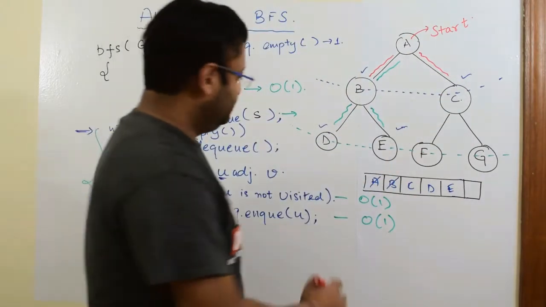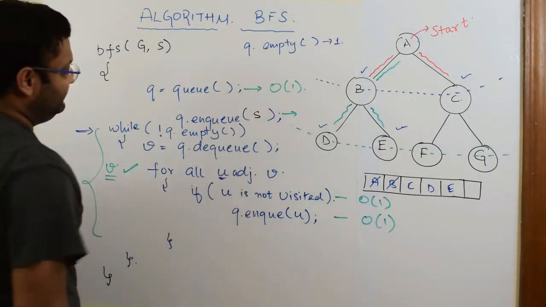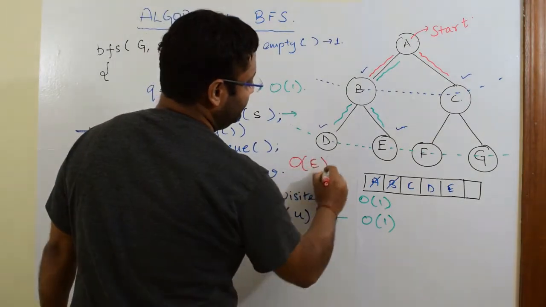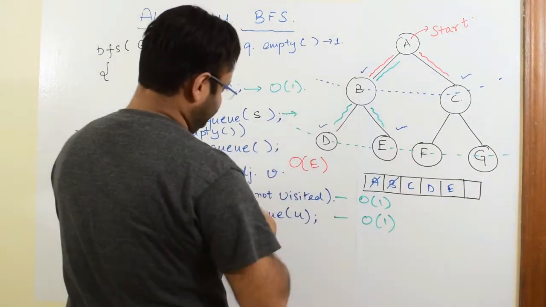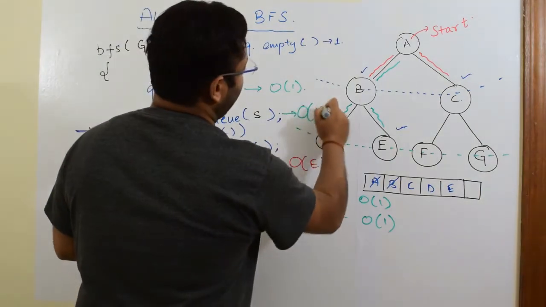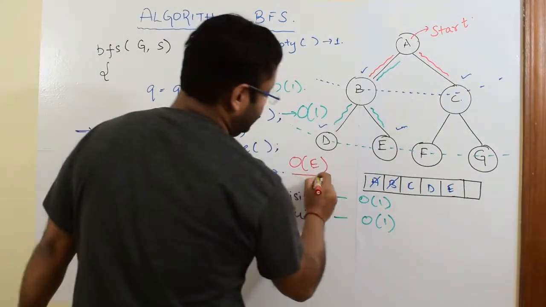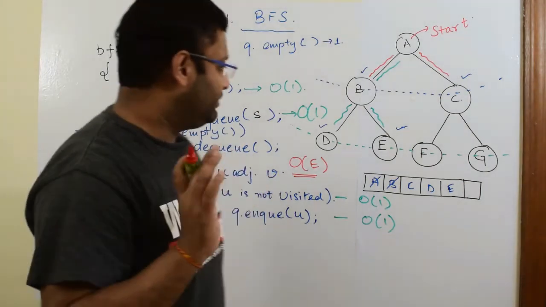Fine. So it means now, what will be the time complexity? For this, it is O of E, and these are constant times, right? So this one is also basically O(1). So what is the complexity? O of E for this function. Now we are not done yet.